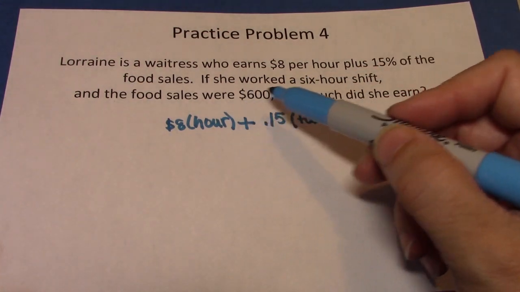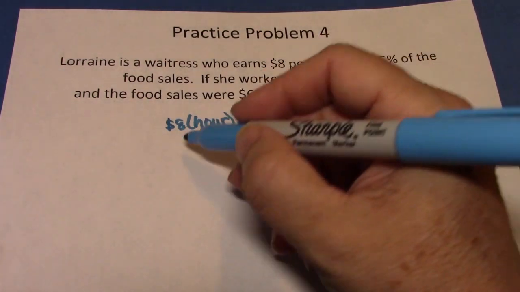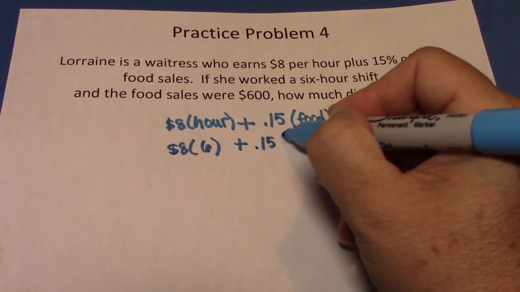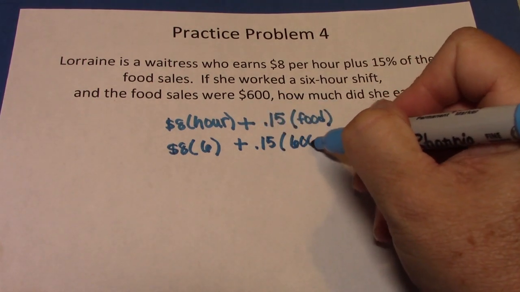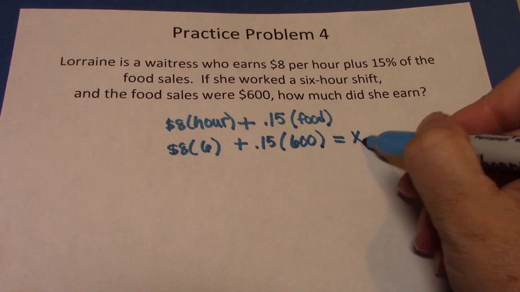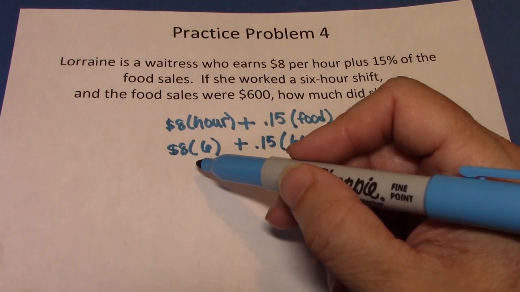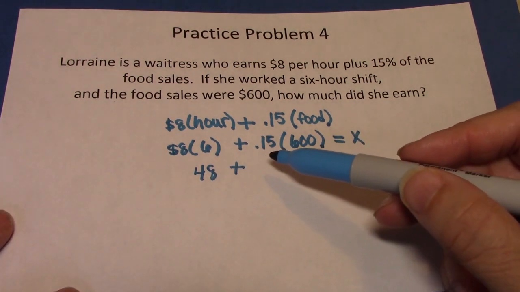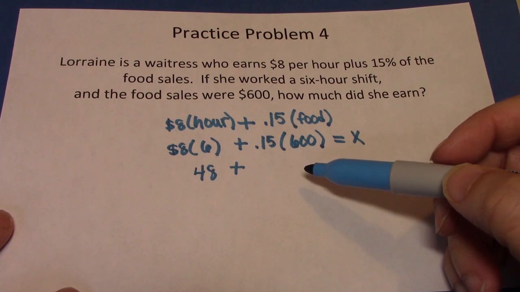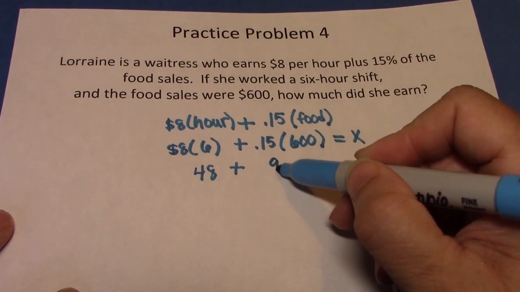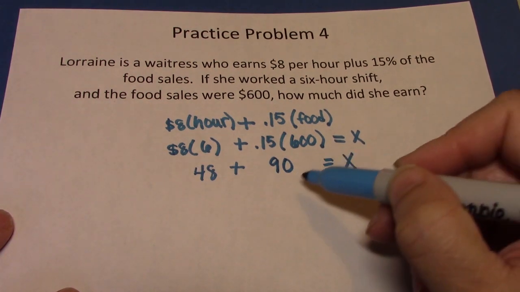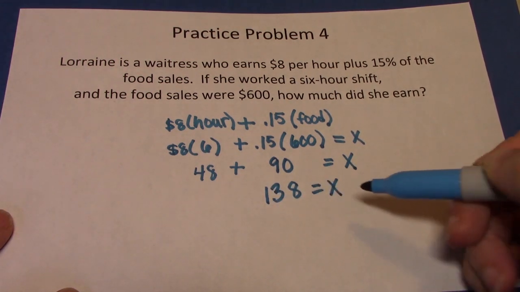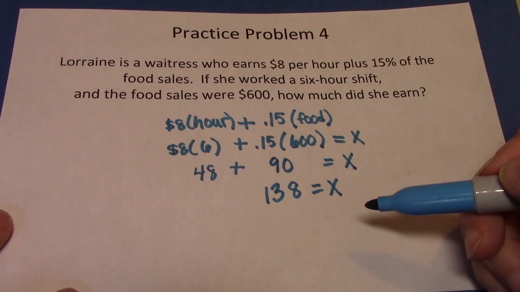Now we can fill this in with the if she worked part. If she worked a 6-hour shift, that would be the $8 times 6 hours plus the 15% of the food sales, which is $600. How much did she earn? That's going to be our X that we're looking for. 6 times 8 is 48, plus 0.15 times 600, that works out to be 90, equals X. Add those two together, and Lorraine makes $138 in that 6-hour shift.